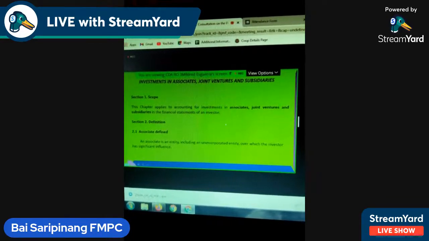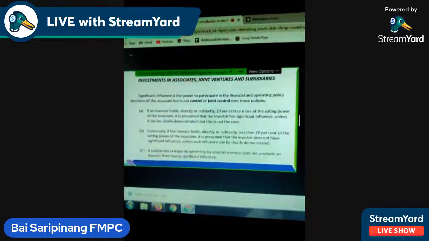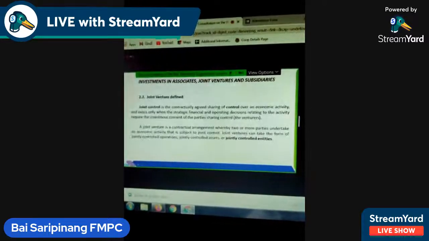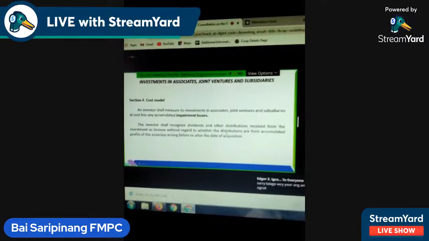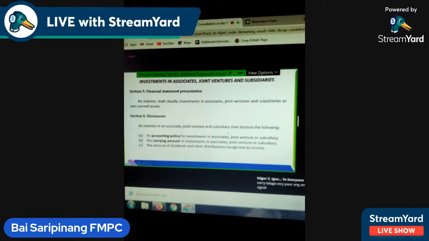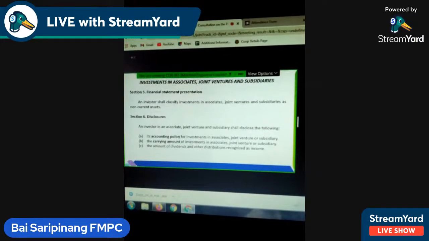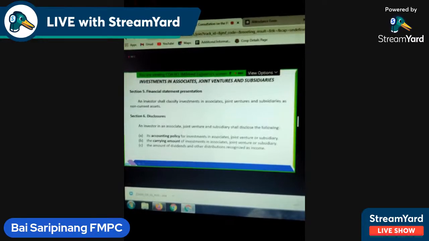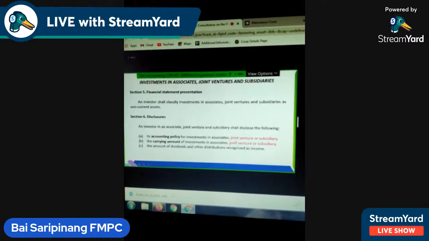While the investment in associates, joint ventures, and subsidiaries, wala rin po tayo masyadong pagbabago dito sa ating investment. Also on its cost model, the financial statement presentation of this investment in associates is the same. We have to classify this if it is associates, joint ventures, or subsidiaries. And then we have to disclose again the accounting policy for investments in associates, joint venture or subsidiary, the carrying amount, the amount of dividends and other distributions recognized as income.